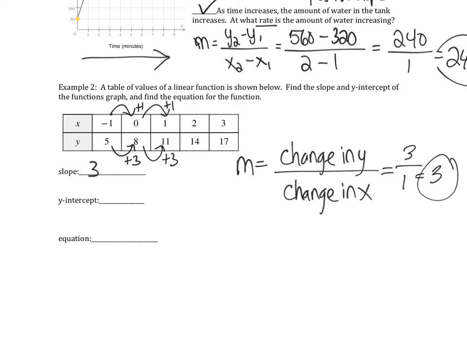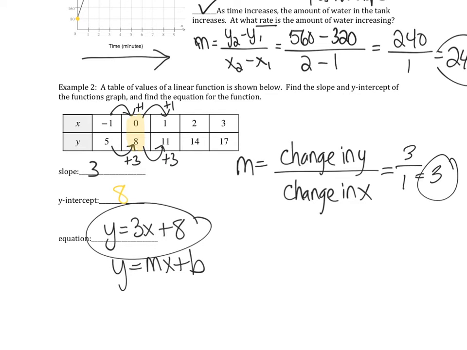Okay? The y-intercept of the equation is where x is 0, because the y-intercept is the point on the y-axis. So we want to look for where x is 0, and that happens to be at this point right here. That tells us that the y-intercept in our equation is in fact 8. So remember, when we go to write our equation, all equations of linear functions are written in the form y equals mx plus b, where m is the slope and b is the y-intercept. So we write our equation y equals 3x plus 8. And there's our final answer there.